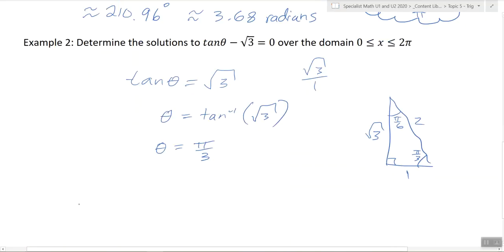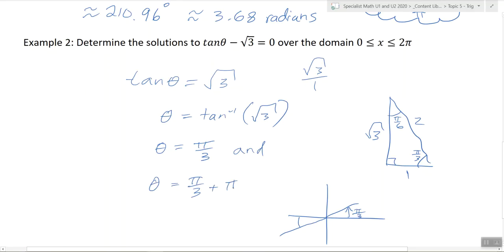So we need to do what we did in the last example. We need to look at the other quadrant. So it's also the third quadrant again. So we need to also add pi.